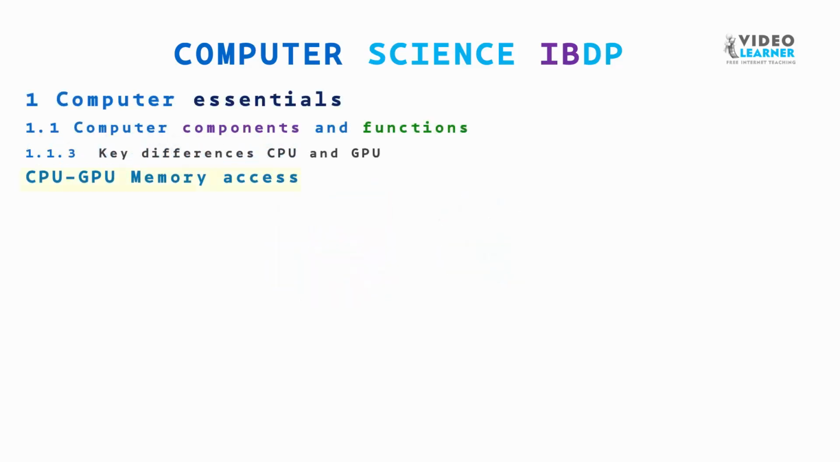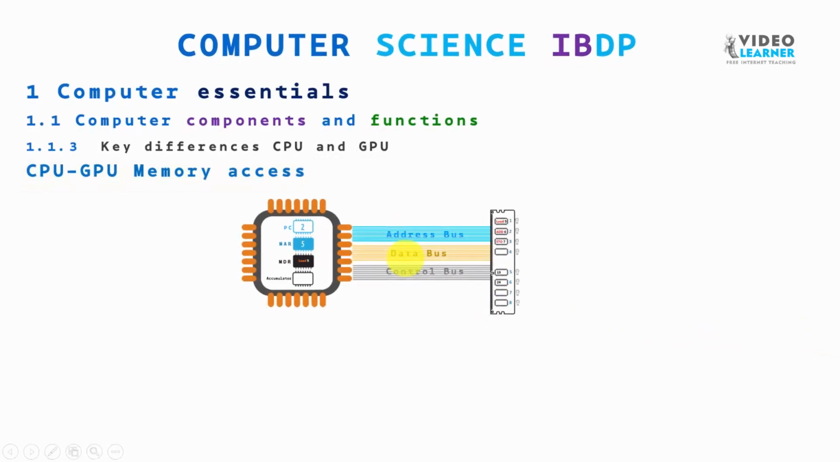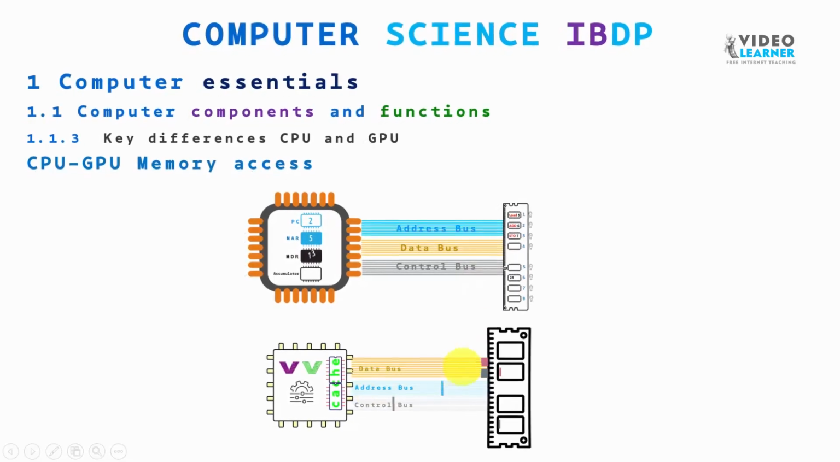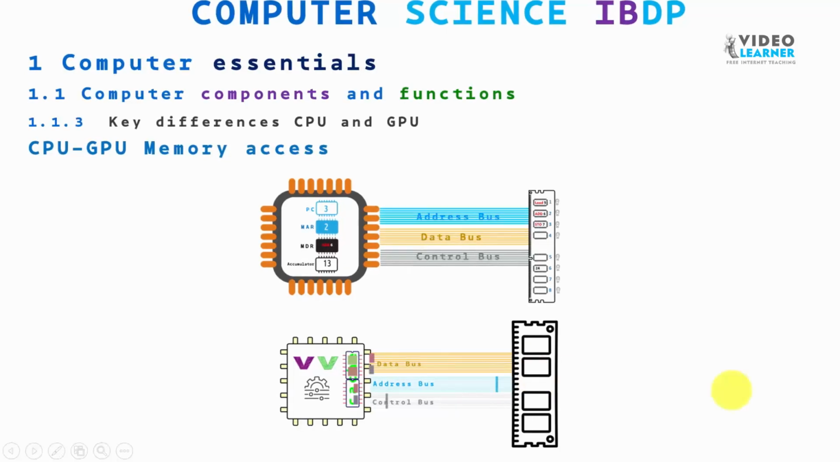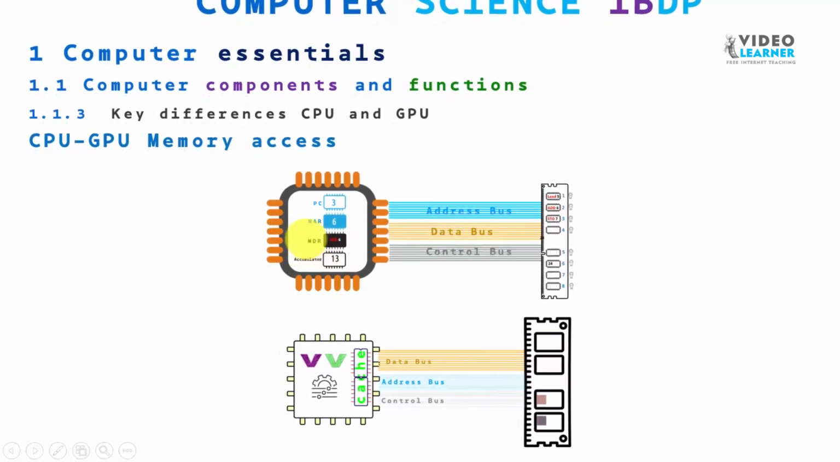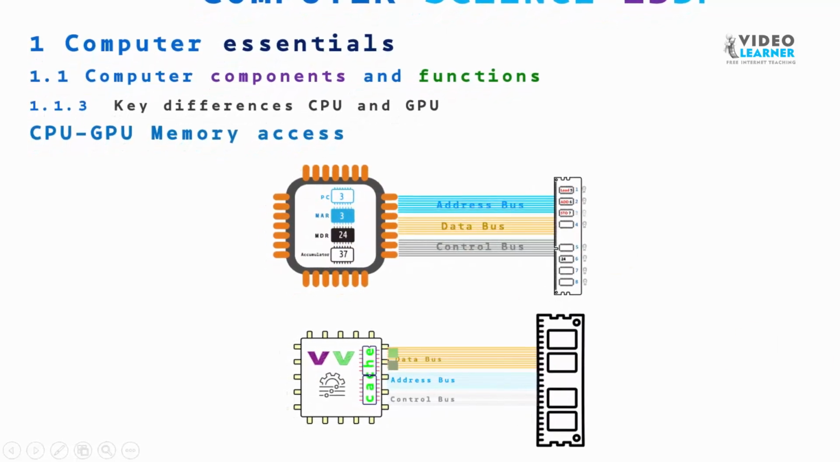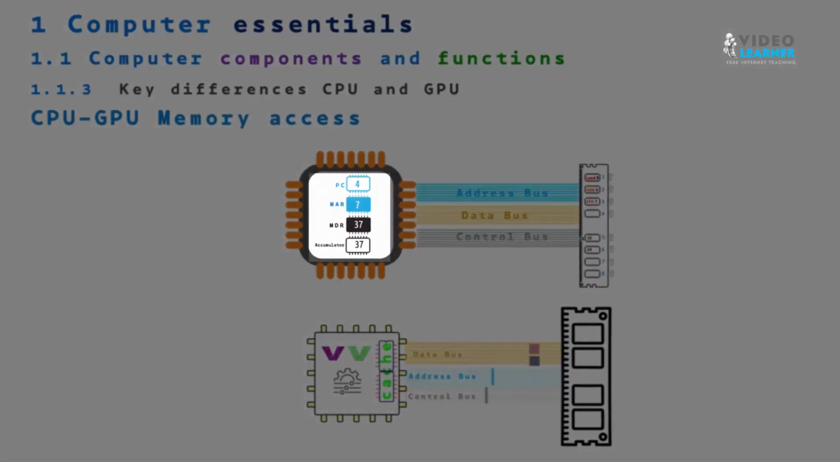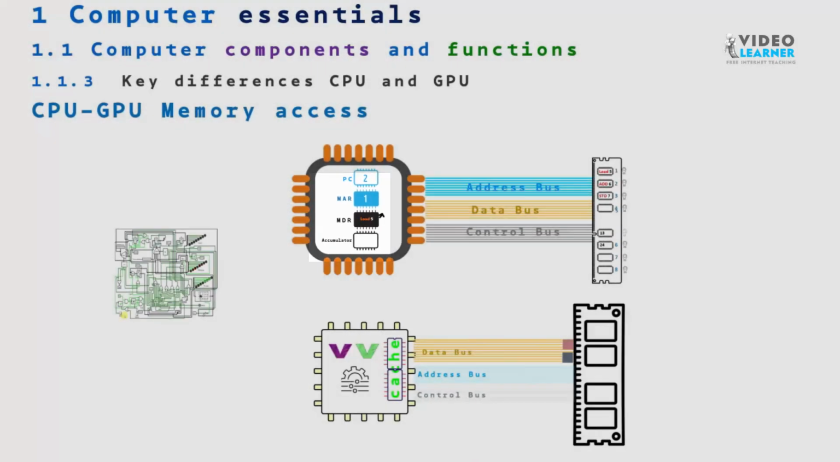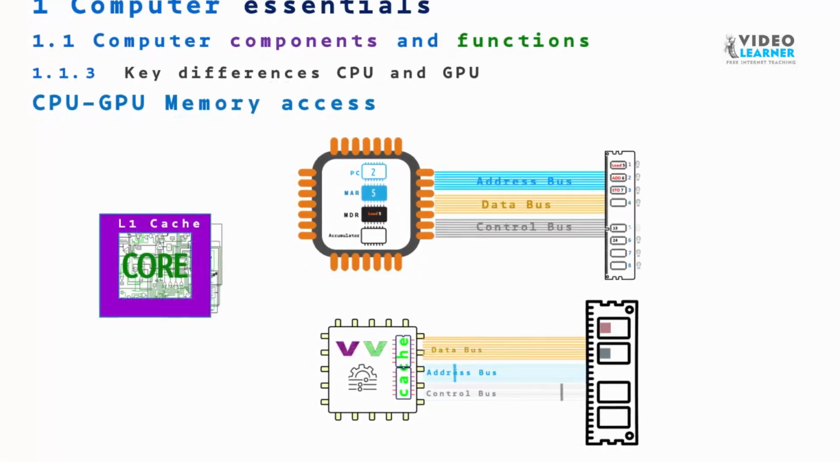Today we are talking about CPU and GPU memory access. In earlier lessons we examined how the processor communicates with the main memory, which is RAM. We also learned that the computer uses three primary system buses: address bus, control bus, and data bus, to transfer data. We learned that the main registers within the CPU store the current instruction or data. However, today we are focusing on the different levels of cache memory.